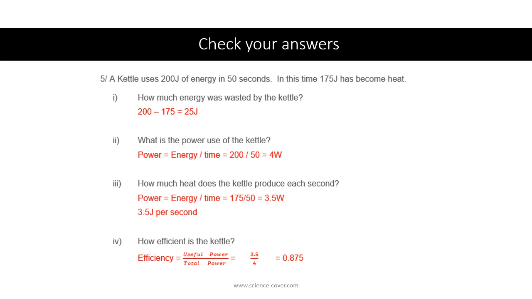How efficient is the kettle? Well, to work that out, we can do the useful power divided by the total power. So that's 3.5 divided by 4, which gives us 0.875.